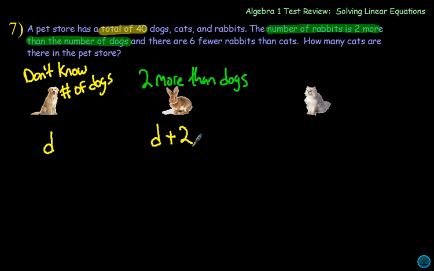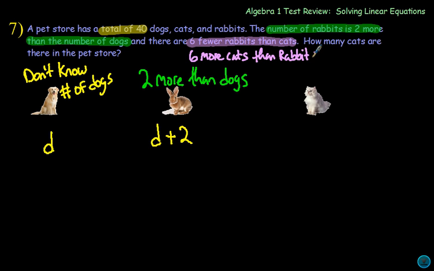Alright, and let's check out the cat down there. So the last thing that this says, so we're making some progress here, is that there's 6 fewer rabbits than cats. 6 fewer rabbits than cats. Well, maybe another way to think of that is that if there's 6 fewer rabbits than cats, that means that there's 6 more cats than rabbits.